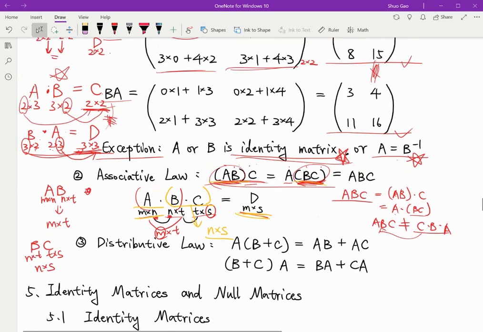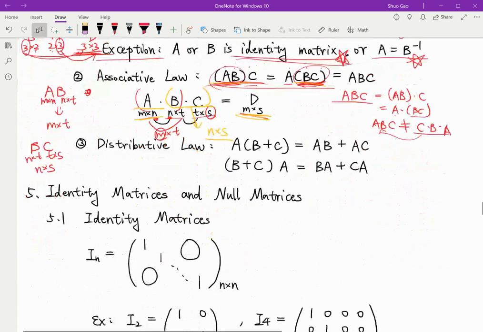And the third thing is called the distributive law. So matrix A times the summation of B and C should equal A times B plus A times C. This is just like the number algebra you learned before. But pay attention that you cannot write this as B times A plus C times A, right? This is wrong, because as I said, A times B is not the same as B times A in matrix multiplication.